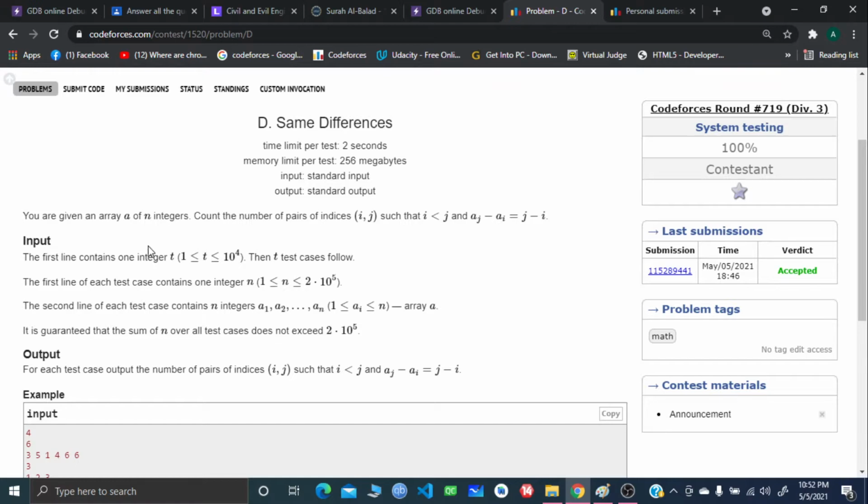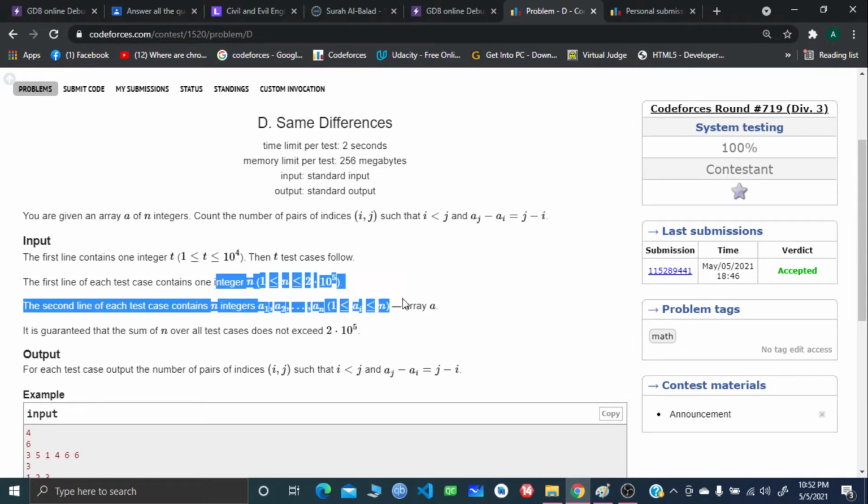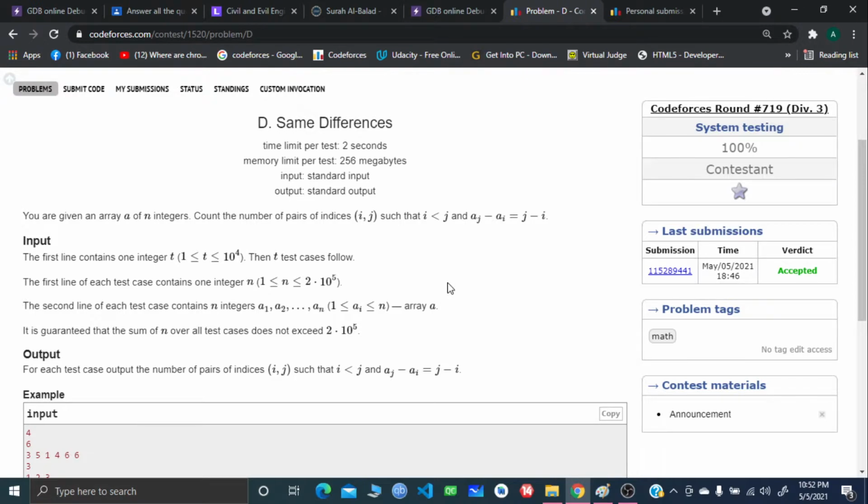Now, also one thing to notice, the number of test cases is up to 10 to the power 4. Although they have said that it is guaranteed that the sum of n over all the test cases does not exceed 2 into 10 to the power 5, which means per test case, I can assure that I've got up to 2 into 10 to the power 5 elements. Now, n is quite big, 2 into 10 to the power 5.